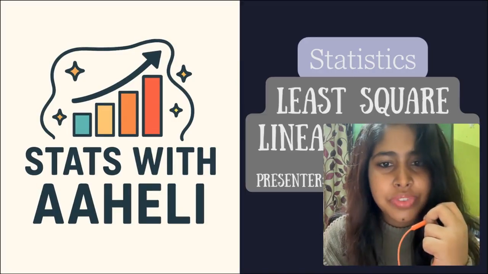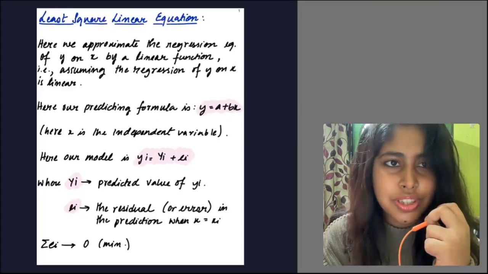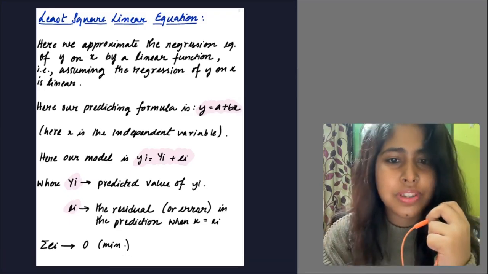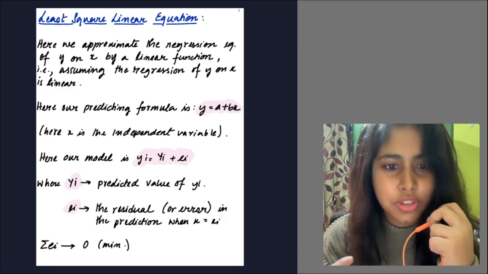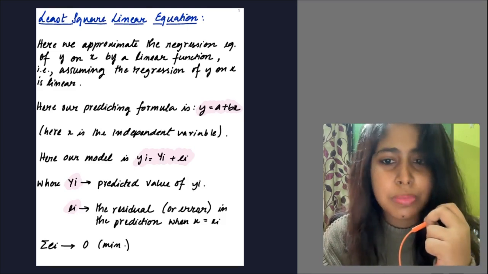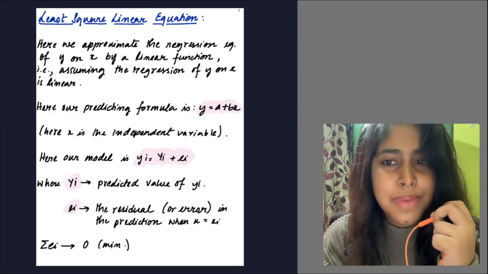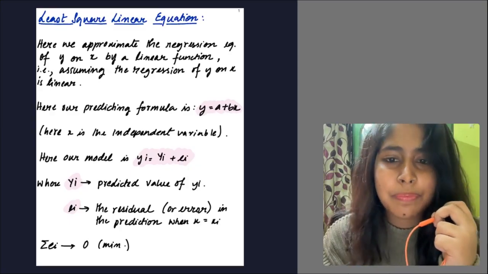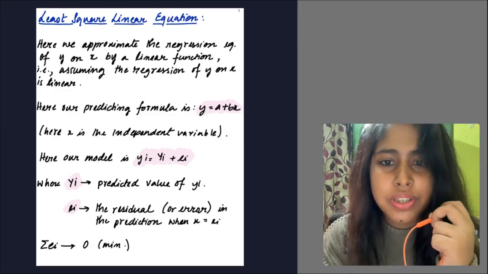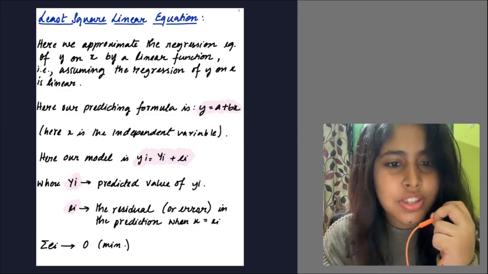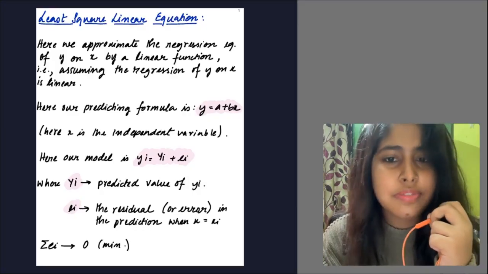First, let's start with what is linear regression. It is a way to model the relationship between two variables, x the independent variable, what we know, and y the dependent variable, what we want to predict. We assume the relationship is linear, meaning it can be described by a straight line, which is y equals a plus bx. Here a is the y-intercept and b is the slope. We call this our predicting formula.